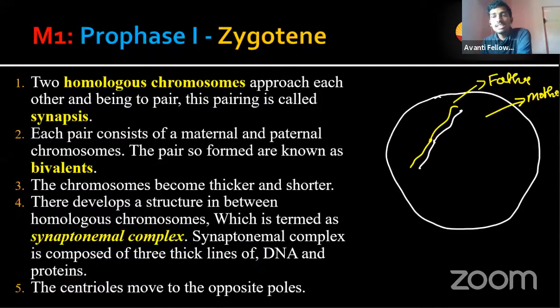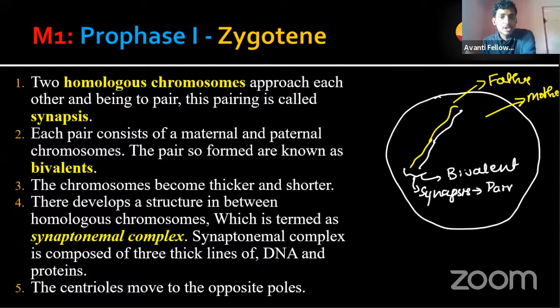We call this pair the synapsis. What's the meaning of synapsis? Synapsis means a pair of homologous chromosomes. Each pair consists of a maternal and a paternal chromosome, right? That's why we can also call this pair the bivalent.